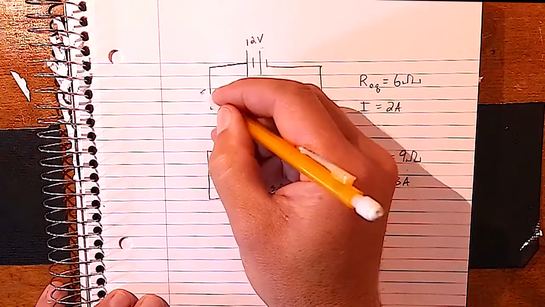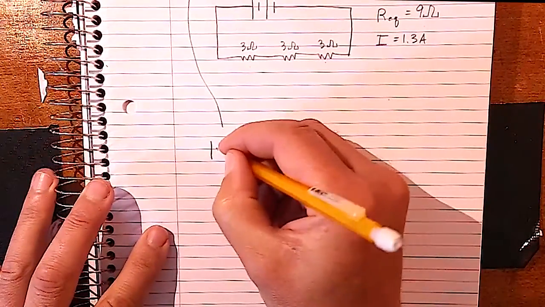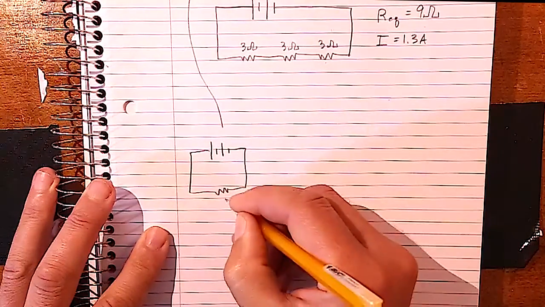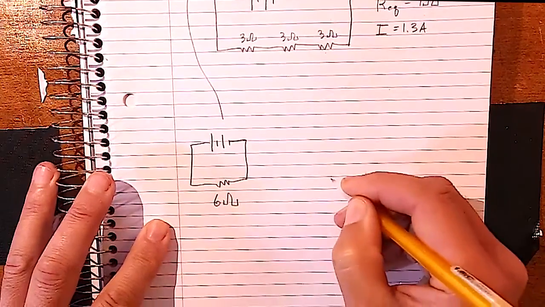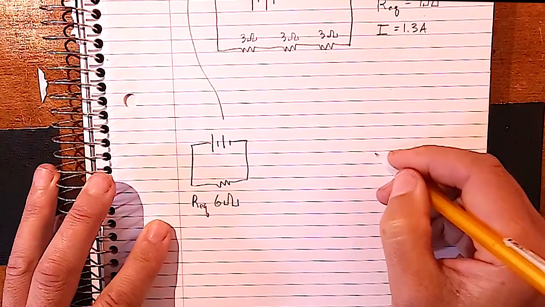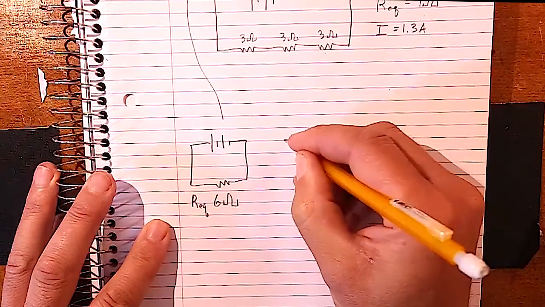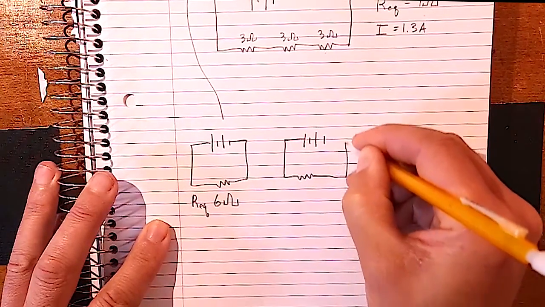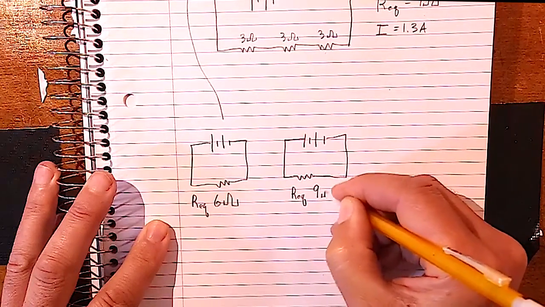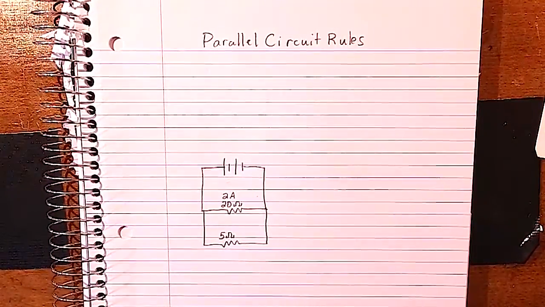Now, we can take this and redraw this as a single circuit that has a resistance of 6 ohms, because this is the equivalent. 2 3 ohm resistors in series is the same as 1 6 ohm resistor. And the other circuit we can actually represent as a circuit with an equivalent resistance of 9 ohms because it's acting as only 1. Now let's look at the rules for parallel circuits.